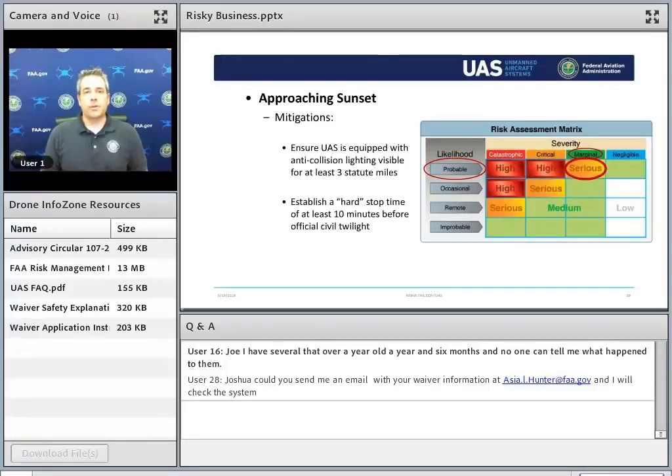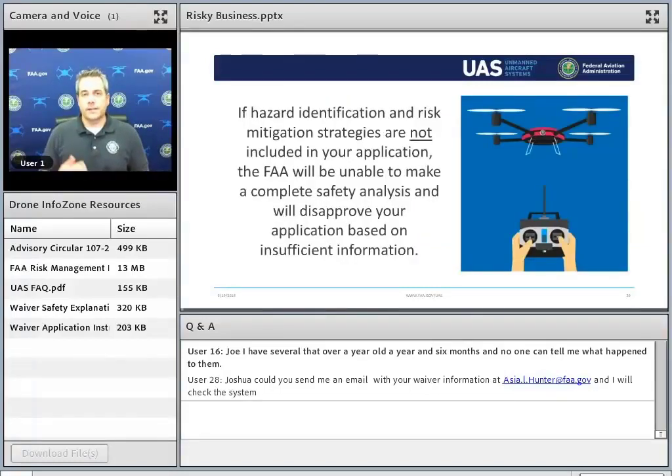Or we can establish a hard stop time. Say, hey, look, I'm going to really try to get this shot done, but at 10 minutes prior to official twilight starting, so let's say the sun sets at 8:30 at night, at 8:20, we're done flying. Then I don't even have to worry about that sunset risk. It's just a hard stop time. Again, those are mitigations that work for me. When you make your waiver application, particularly a daylight waiver application, you want to incorporate mitigation strategies that work for you.